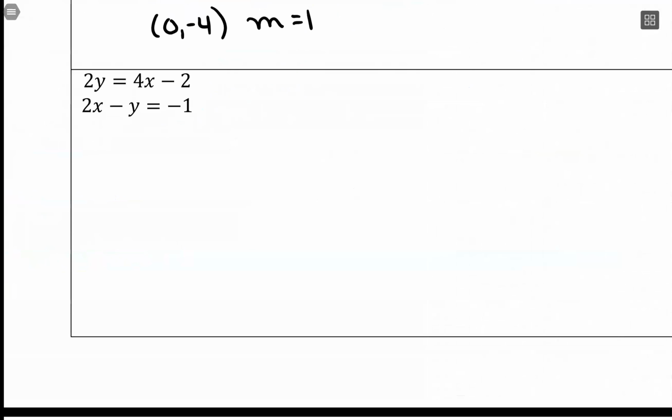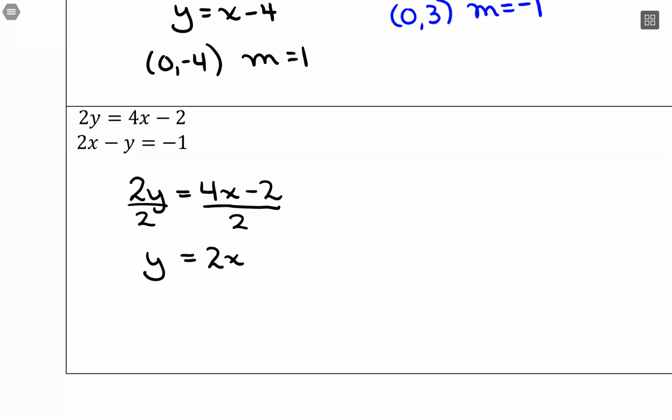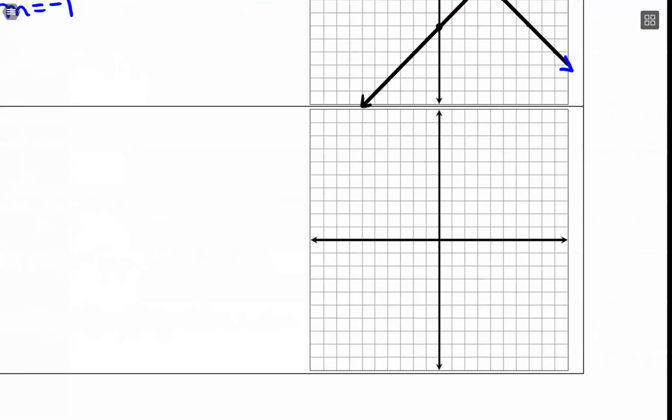Okay, one more example here. So we have this 2y equals 4x minus 2. So I'm going to divide both sides by 2. That will leave me with y equals 2x minus 1. And with that, we're going to have the coordinate 0, negative 1, and a slope of 2. Let's go ahead and plot that.